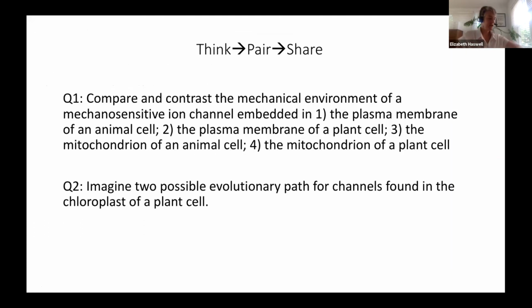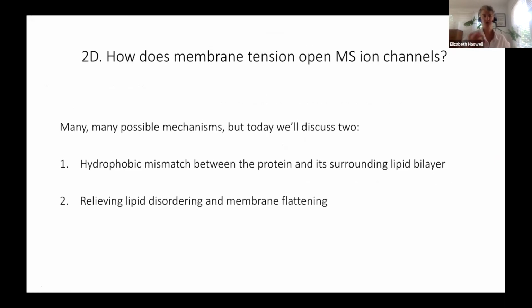Okay, I think I'm going to skip this and we'll do this part at the end, so we make sure we have enough time, because I don't want to skip going into the biophysics of mechanosensitive ion channels. But let me pause. Does anybody have any questions just about the part I just covered? And then I'll talk about biophysics, and then we'll do the think, pair, share. Any questions or clarifications? Nope. Okay. All right.